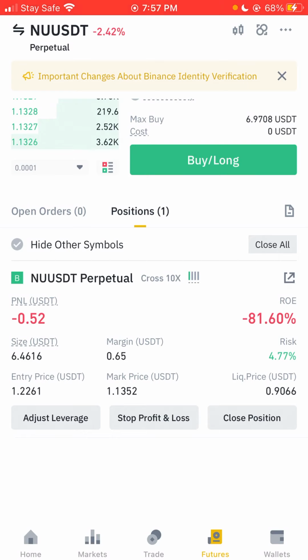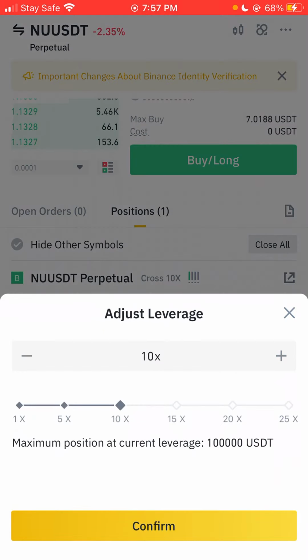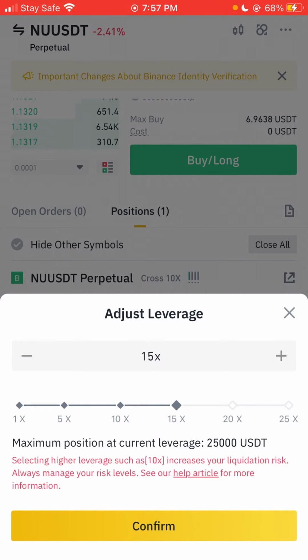Adjust leverage. Let me explain what adjust leverage means. If I click on adjust leverage, remember I was using 10x before, right? Let's now assume the market is going my way and I think, oh, I should increase this. I can just take it to 15x. Can you see? They said selecting higher leverage such as 10x increases your liquidation risk. Always manage your risk level. This is what I'm trying to tell you.